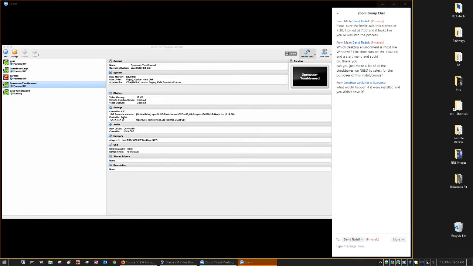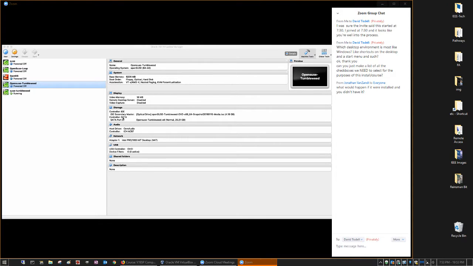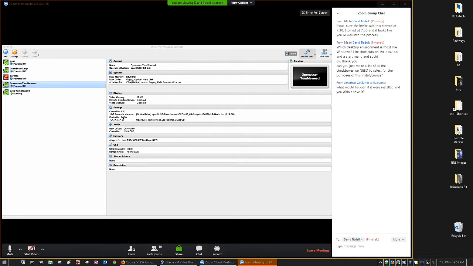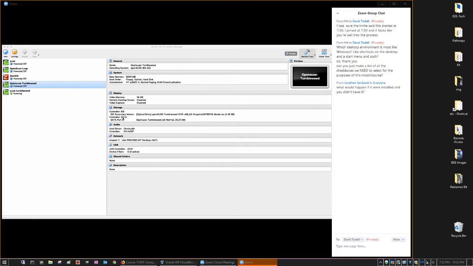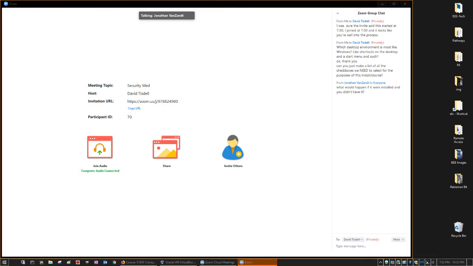The shorthand for most of the 32-bit is either i386 or i586. 386 means, in theory, the software would be able to run on a 386 machine, which is really old. And a 586 would require a Pentium processor. So basically most machines nowadays can handle it.